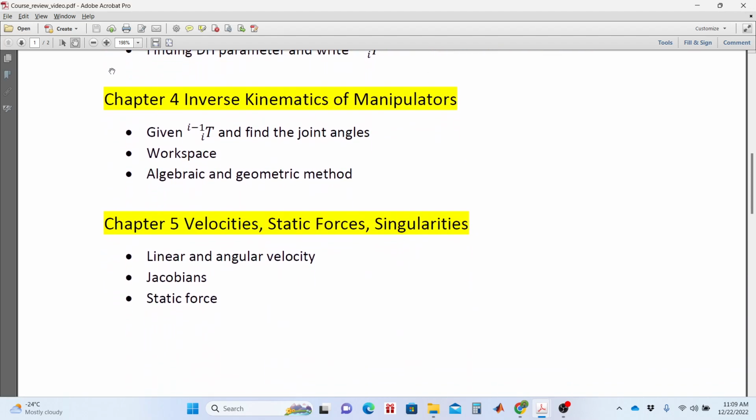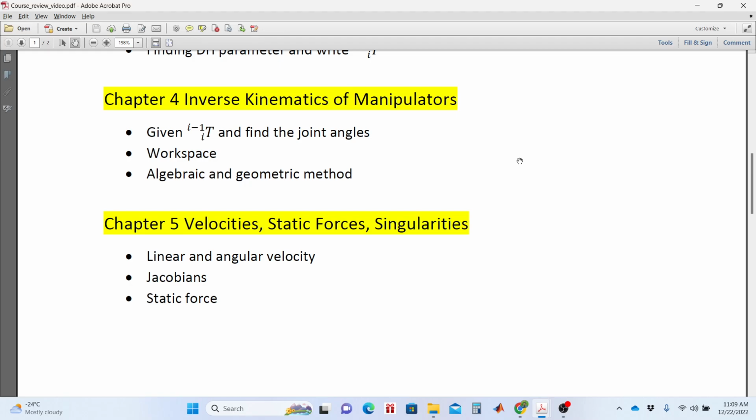In chapter 4, inverse kinematics of manipulators, the problems are like the transformation matrix is normally given, and we have to find the joint angles theta 1, theta 2, theta 3, etc. And we have learned two methods to find out these joint angles. One method is the algebraic method and another one is the geometric method. And besides these methods, we actually learned a bit about workspace.